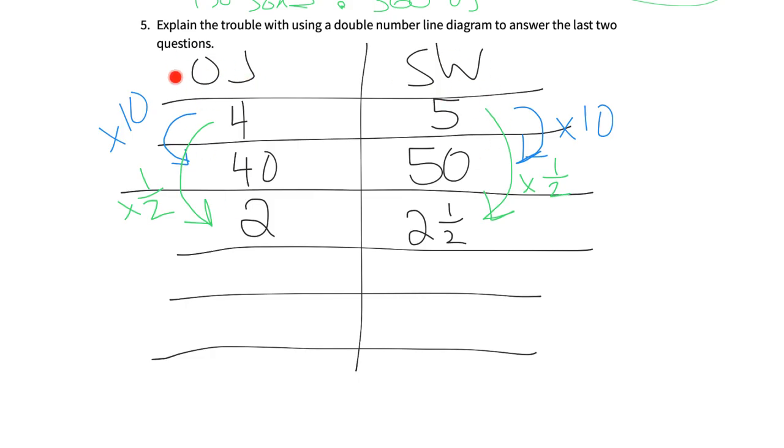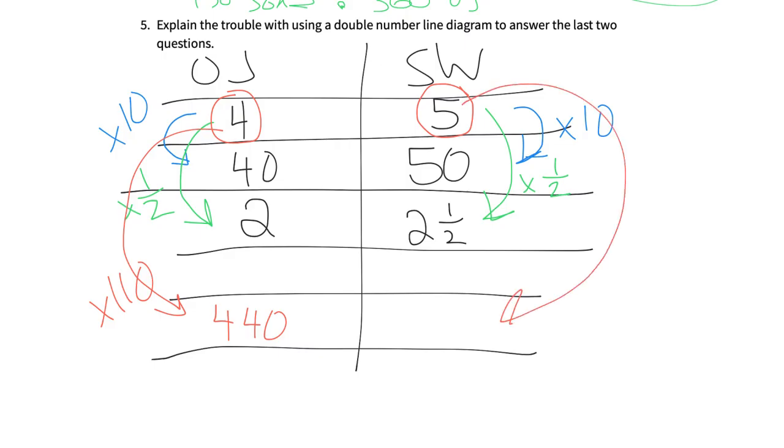For example, in terms of multiplying and dividing, if I take that 4, I can multiply by, I don't know, 110. I'm just saying, 110. So that's going to give me 440 liters of orange juice. So what am I going to do with this 5? I'm going to multiply it also by 110. That gives me 550 liters of soda water.